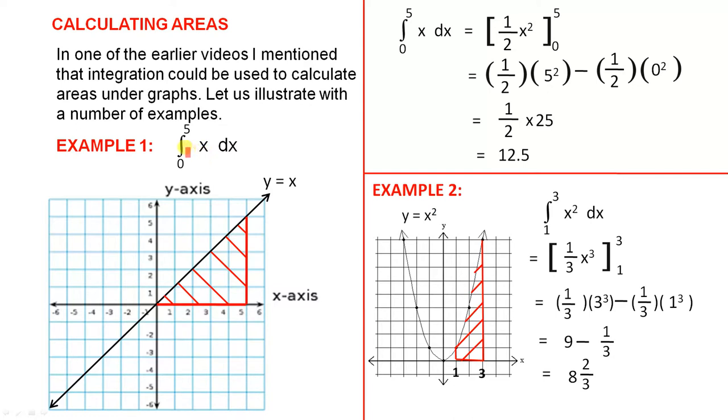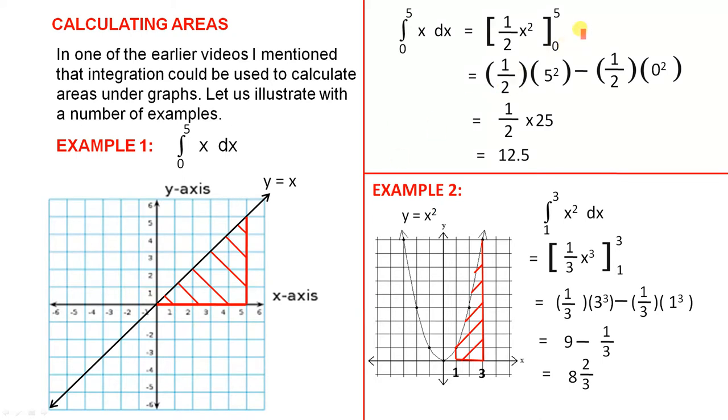The first thing is we're integrating x dx, and these are the limits from x equals 0 to x equals 5. Here is the line y equals x. Basically, what I'm asking is that we find the area of this right angle triangle. Normally, if we don't use any integration, the area of this triangle is half base times height, which is half 5 times 5, which is a half of 25, which is 12.5.